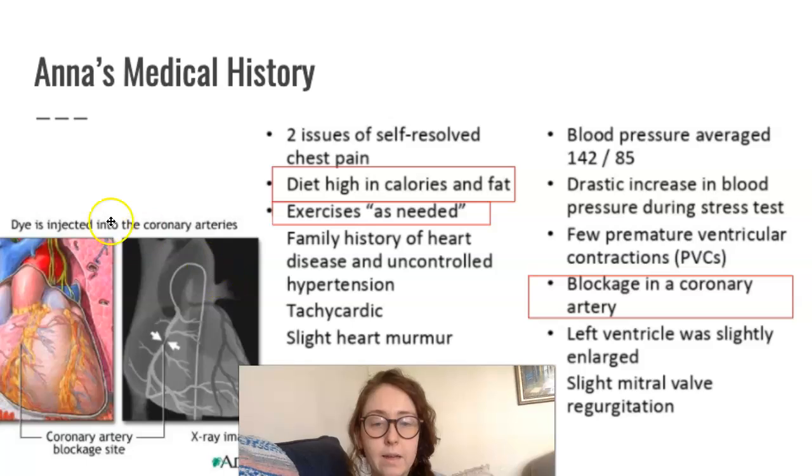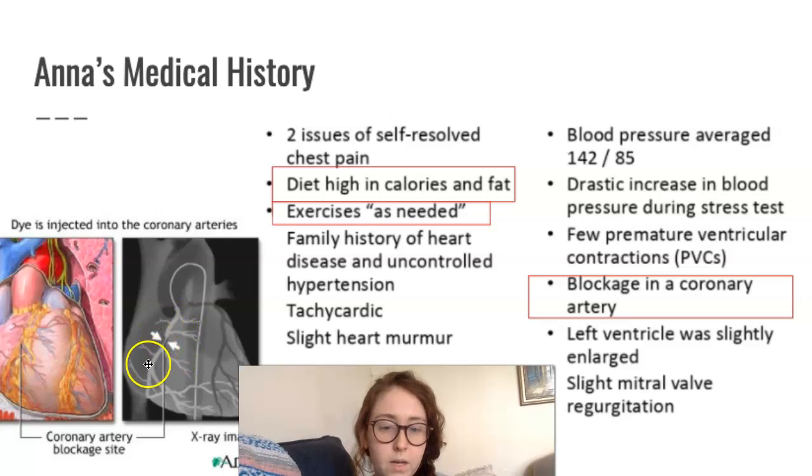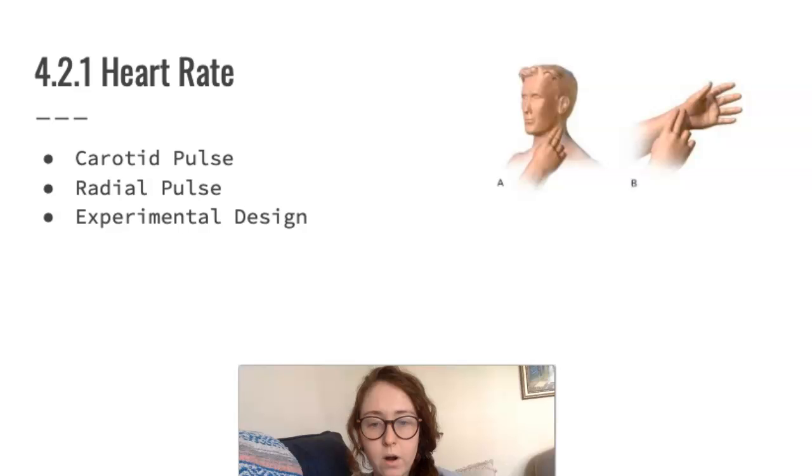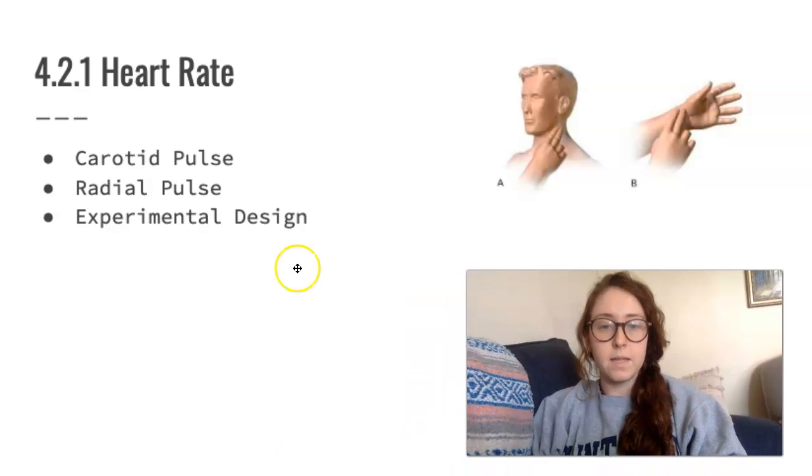So you looked at Anna's angiogram, and an angiogram is just a medical test where we inject a dye into the arteries, and you can view the location of a blockage. So in this case, the coronary artery, which is the artery that supplies the heart muscle with oxygen, has a blockage. You can see where it's narrowed right here, that blood flow is restricted because there's a plaque buildup on her arterial walls.